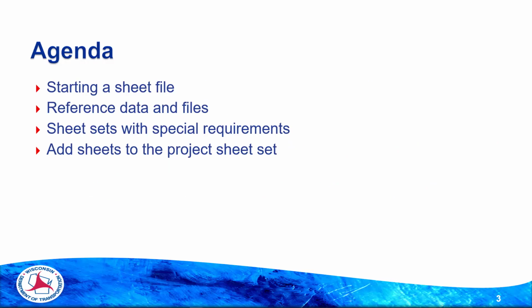Now, as we look at the agenda for the session here, most of the WisDOT plan and production sheets have common aspects that can be set up early in the workflow. With planning, this can make the project-specific work easier to get to and complete. In this session, we will be looking at how to start the sheets, what should be referenced and how, adding sheets to the project sheet set, and a look at the special sheets that don't follow normal workflows.